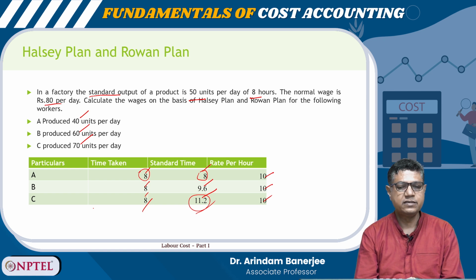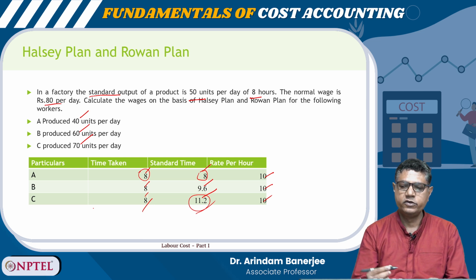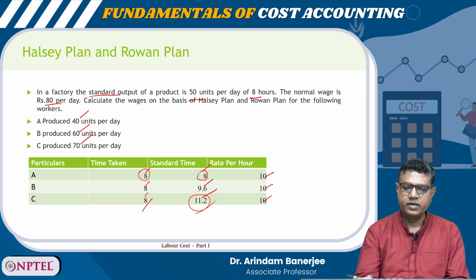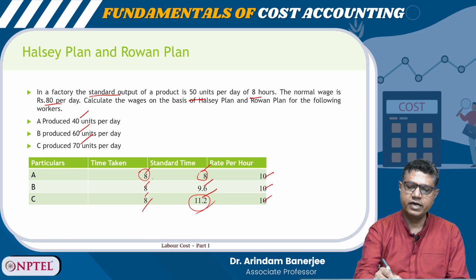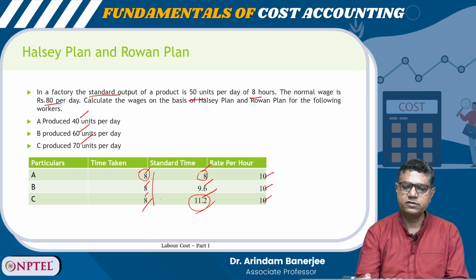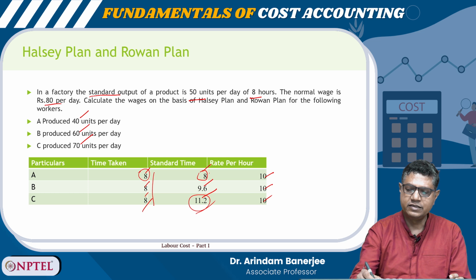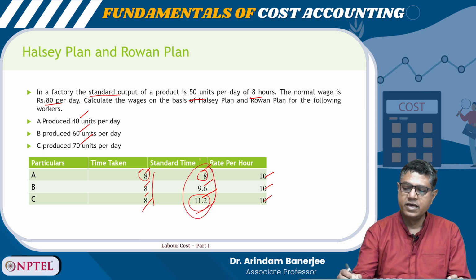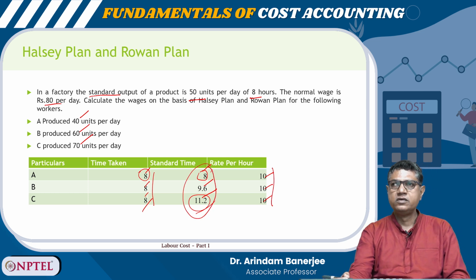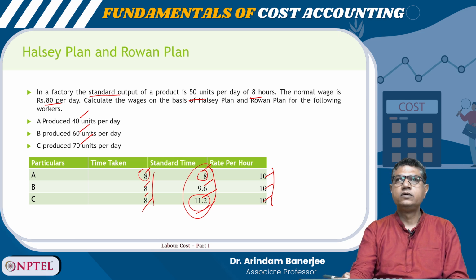So, following the details, A produces 40 units per day, B produces 60 units per day and C produces 70 units per day. So, you see the time taken is given and the standard time. So, all of them worked for 8 hours, right. But standard time, because the number of units produced are different, the standard time is different and the rate is of course same for all the 3.